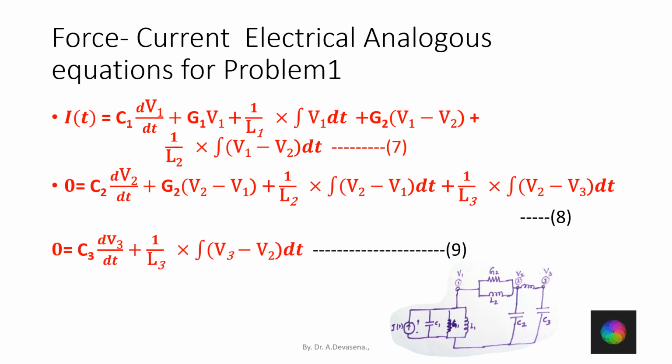Now, 0 is equal to C3 dV3/dt plus 1/L3 integral of (V3 minus V2) dt. This is equation 9. Equation 9 is analogous to the force balance equation 3 in the mechanical translational system.